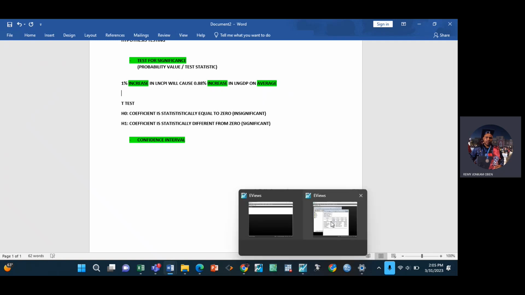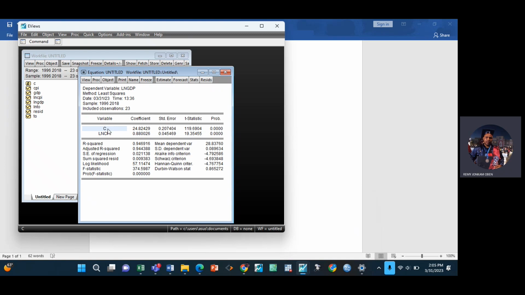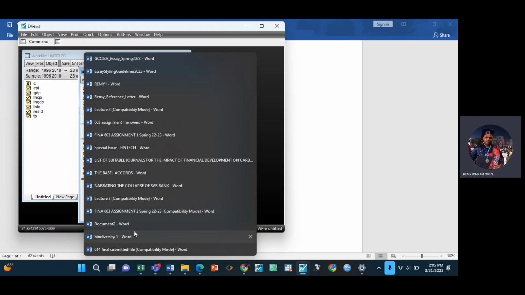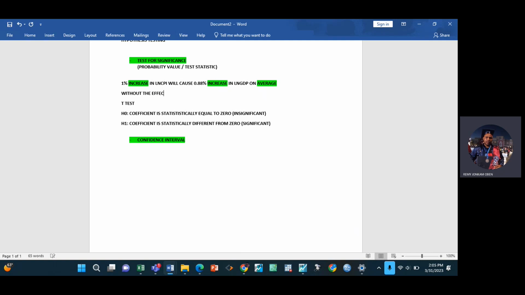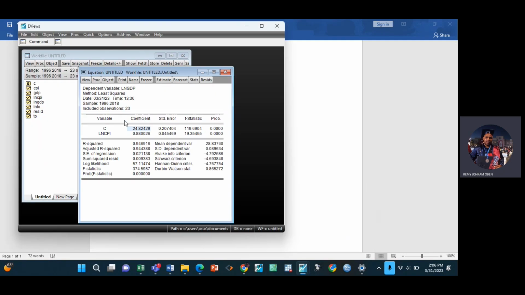Now, how do we interpret the constant? Also with the constant, before interpreting it, you must make sure it is statistically significant. If it is insignificant, then you don't even interpret it. But if it is significant, then you can interpret it. The constant is showing us what the average value of the dependent variable will be if the effects of the independent variables are neglected. So what we'll say here is that without the effect of CPI, the average GDP will be this much, right? So to interpret the constant, we'll say without the effect of lean CPI, the average lean GDP will be 24.82%.